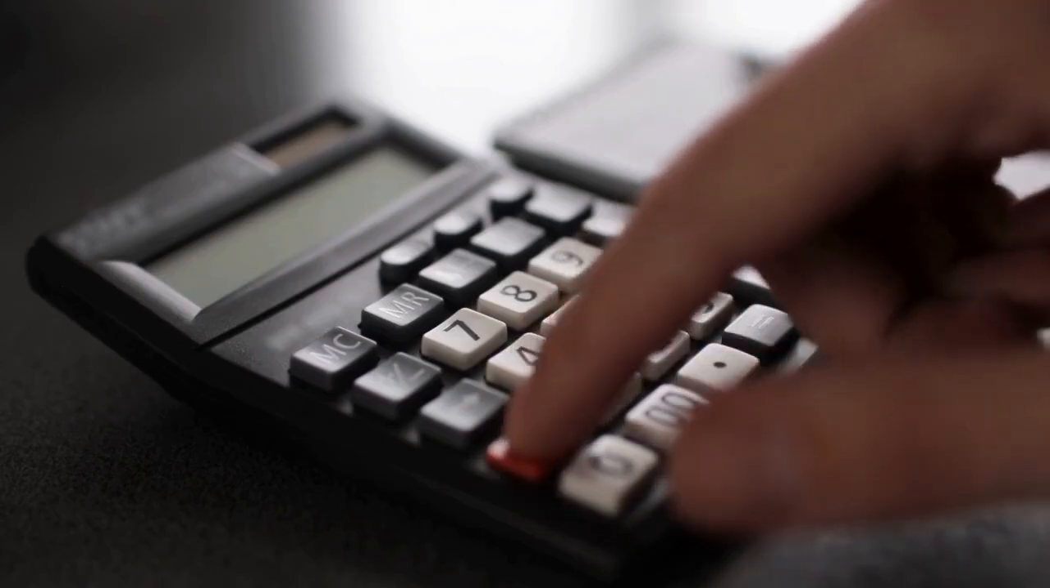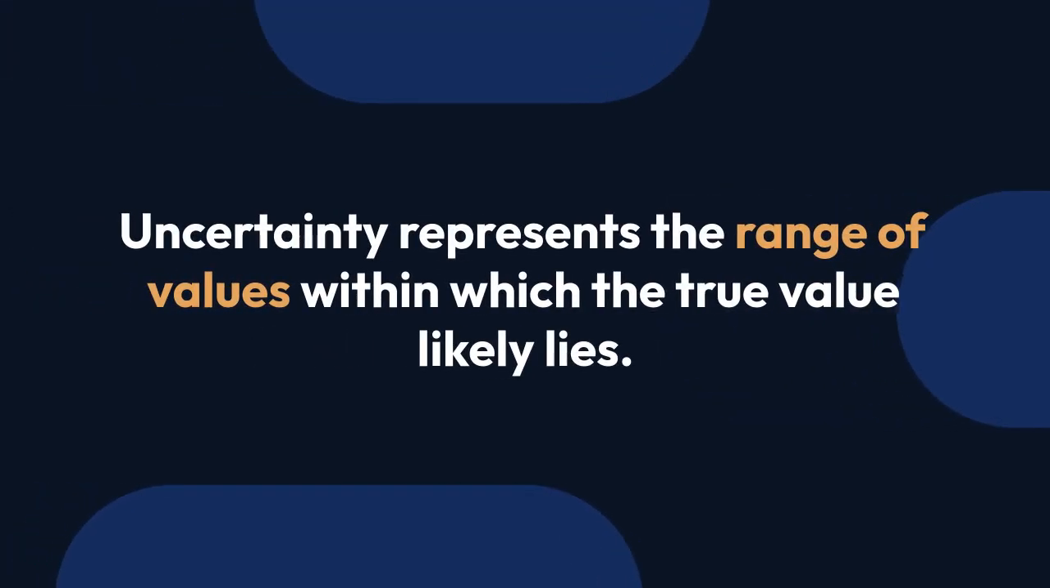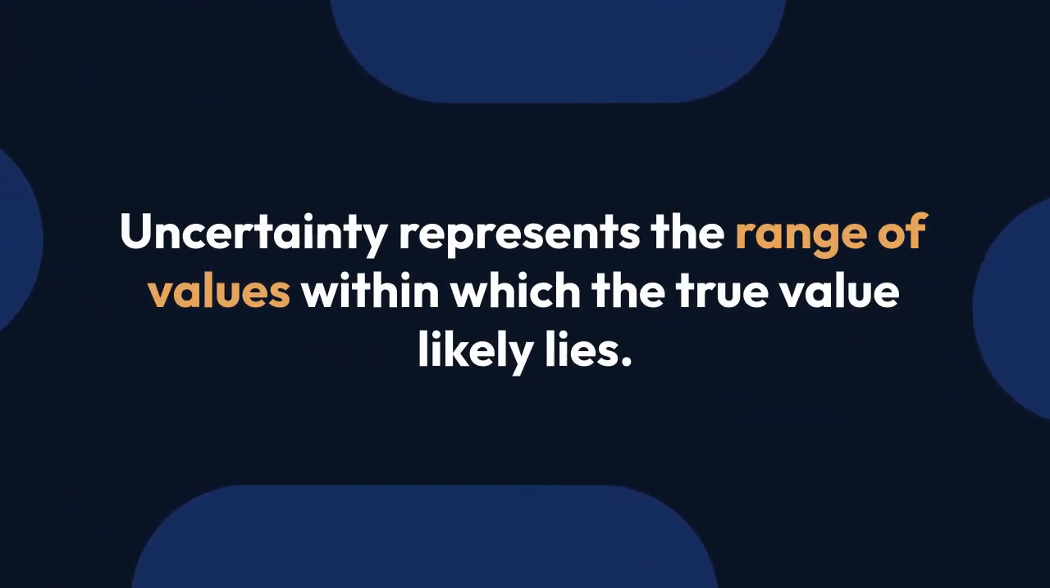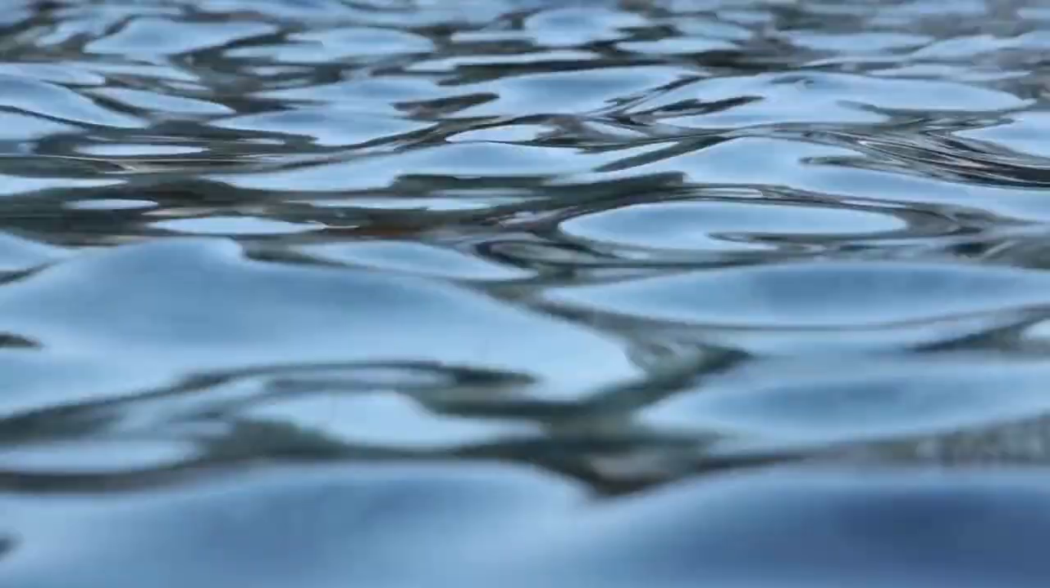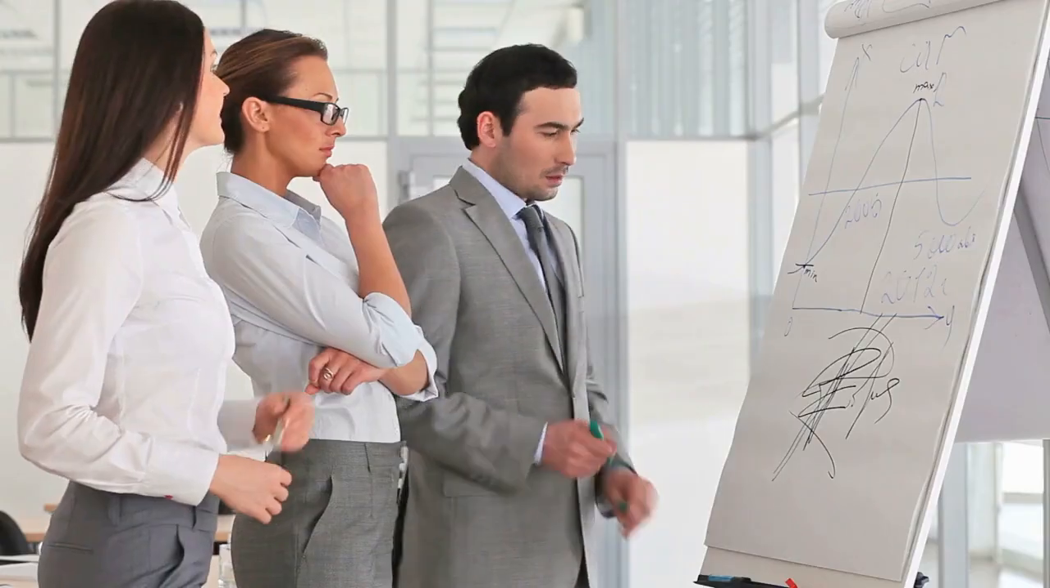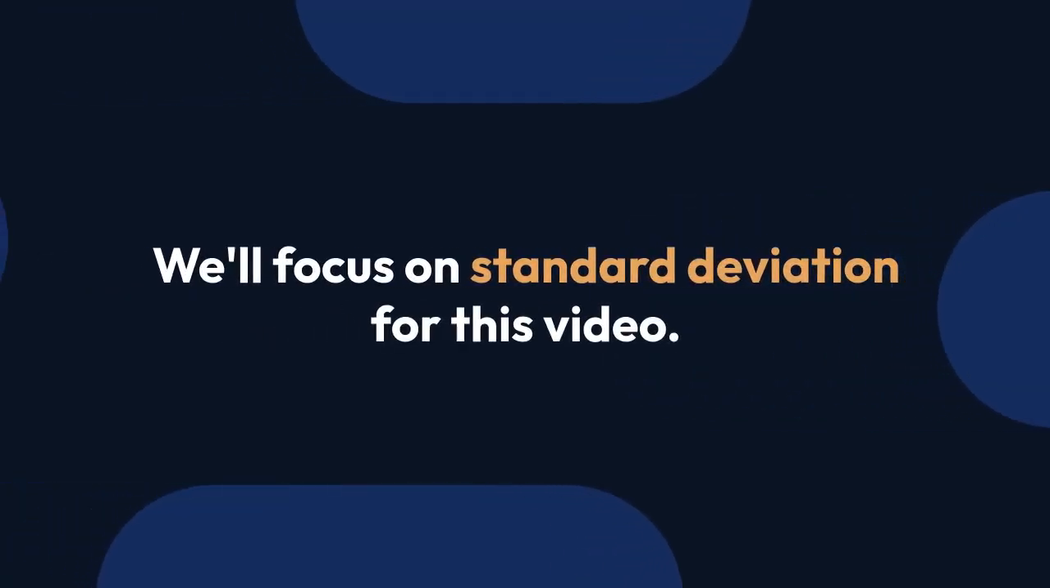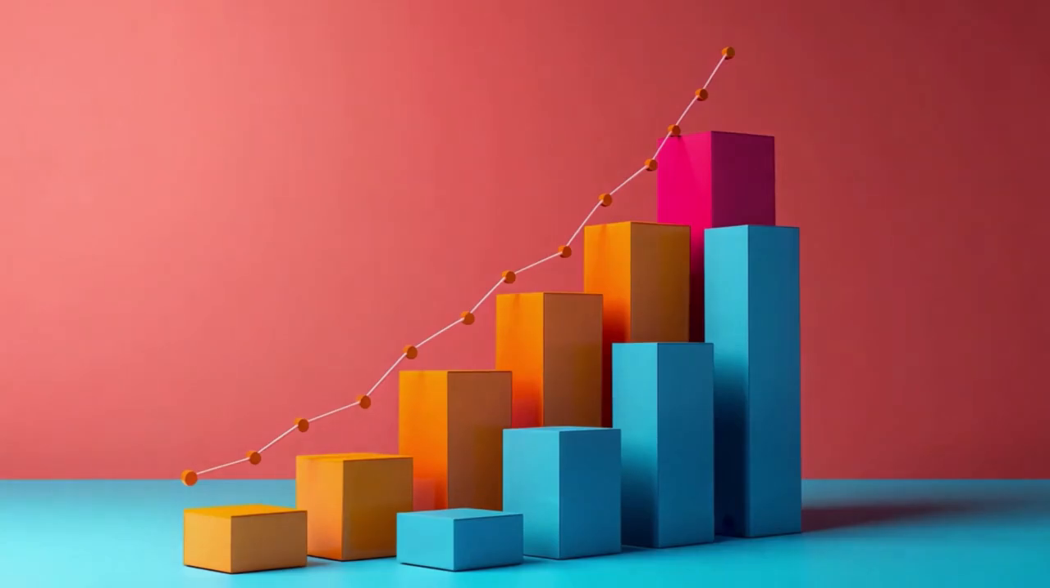First, let's understand the basics. Uncertainty represents the range of values within which the true value likely lies. Think of it as a buffer around your measurement. There are different types of uncertainty. We'll focus on standard deviation for this video. Standard deviation measures the spread of data around the average.